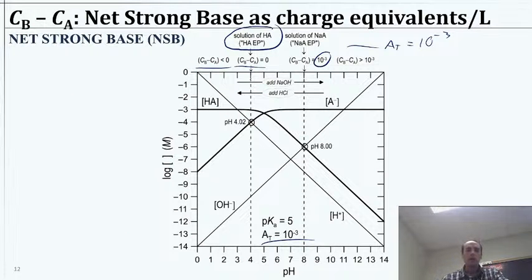So another thing you can notice is if we're adding HCl, that's heading us in this direction. If we're adding a strong base like NaOH, we're heading in the right direction, up the pH scale. This particular one was drawn with an acid with a pKa of 5, right there. Okay, any questions? Just making some sense? Sort of? Okay.